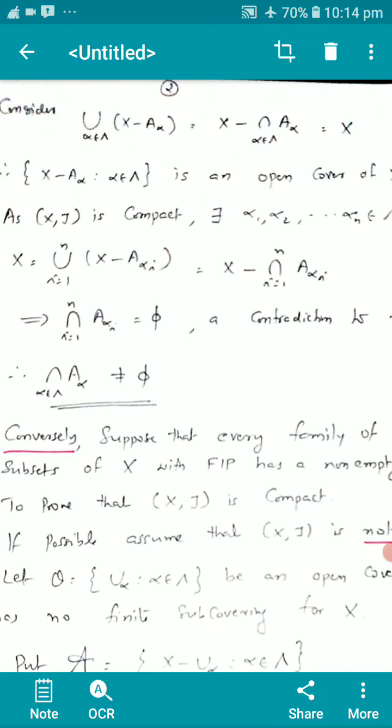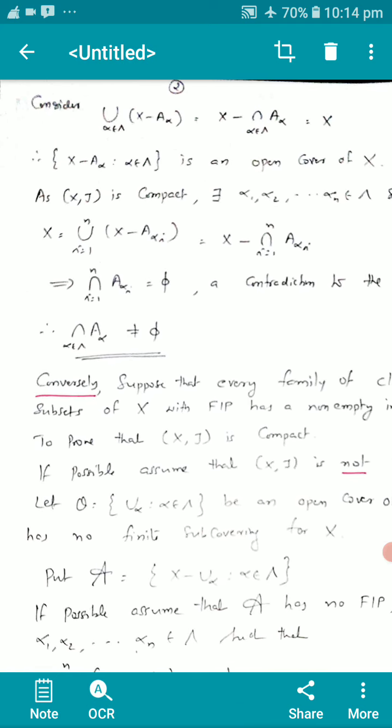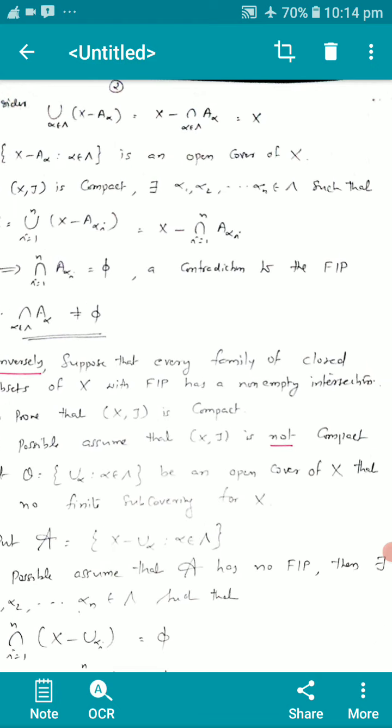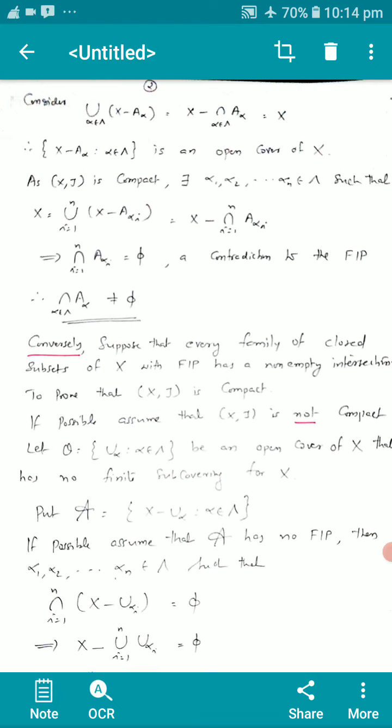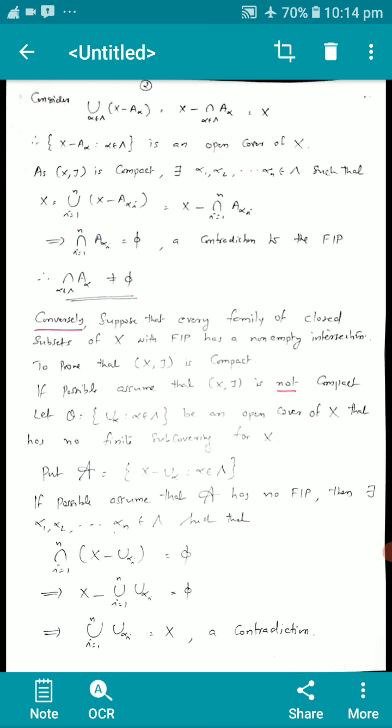Therefore, the collection X minus E alpha, alpha in the index set, is an open cover of X, and we know that X is compact, therefore there exists a finite subcover. That is, there exist alpha 1, alpha 2, etc., alpha n in the index set such that X equals the union of X minus E alpha i, that is equal to X minus the intersection of E alpha i. This implies the intersection of E alpha i equals phi, which is a contradiction to the finite intersection property. Our assumption is wrong, so the intersection of E alpha is not equal to phi.